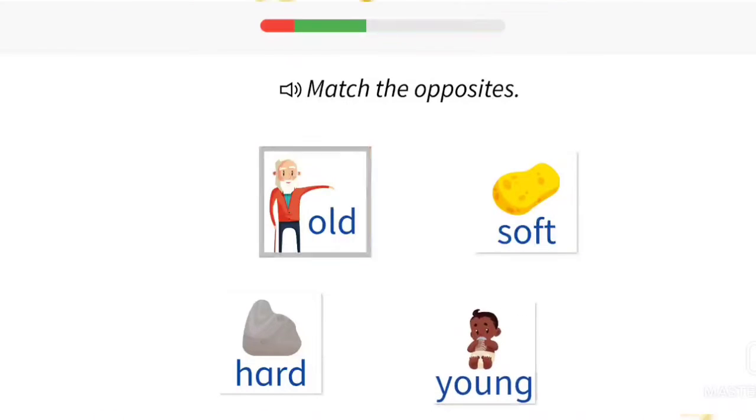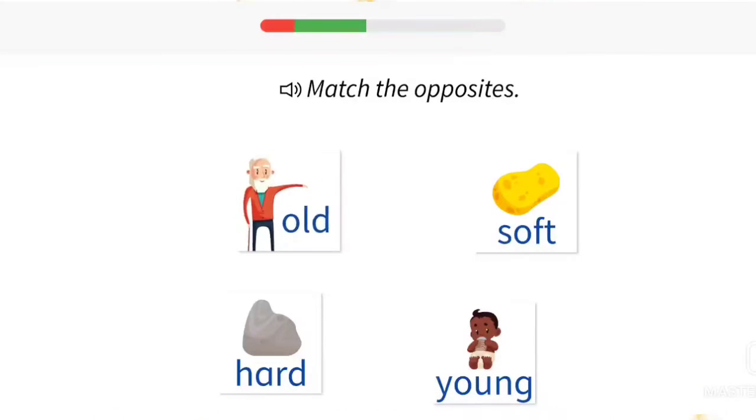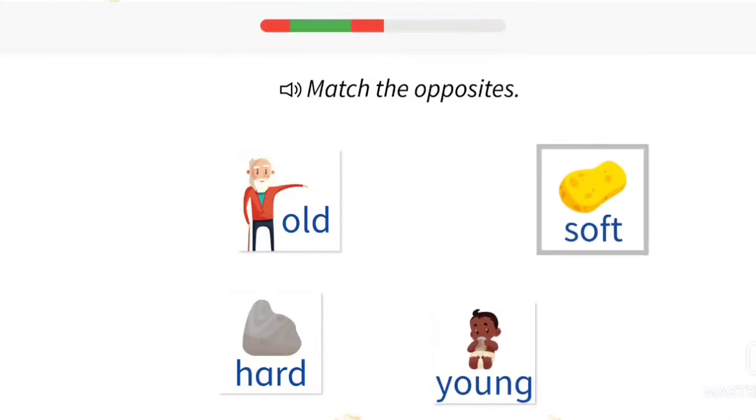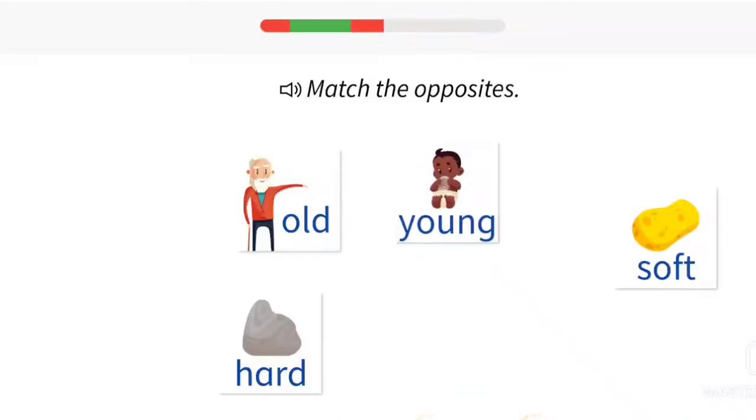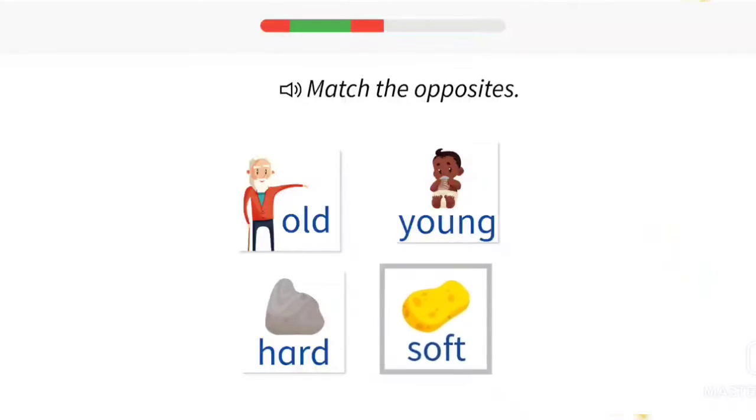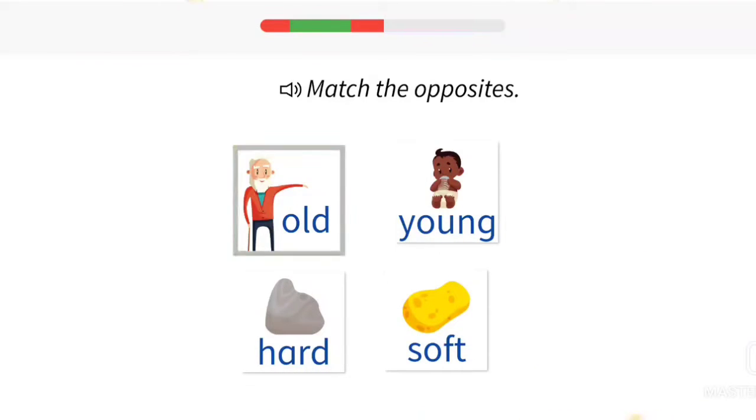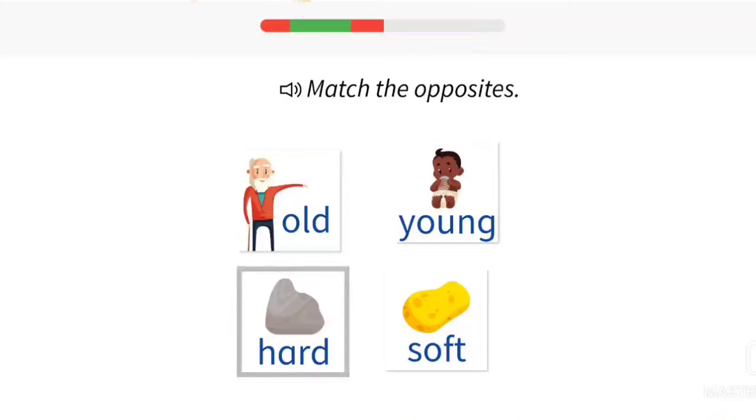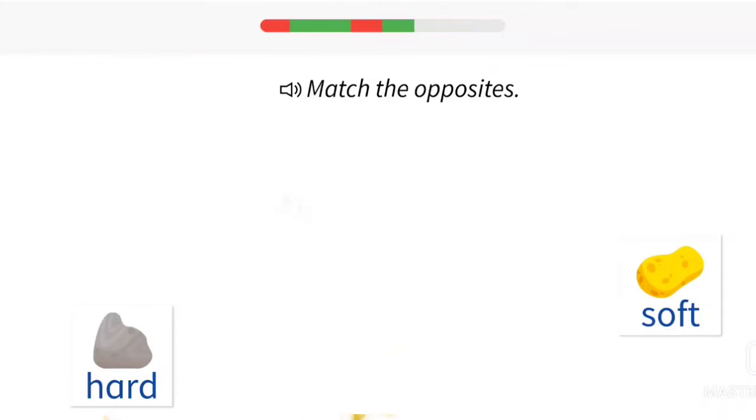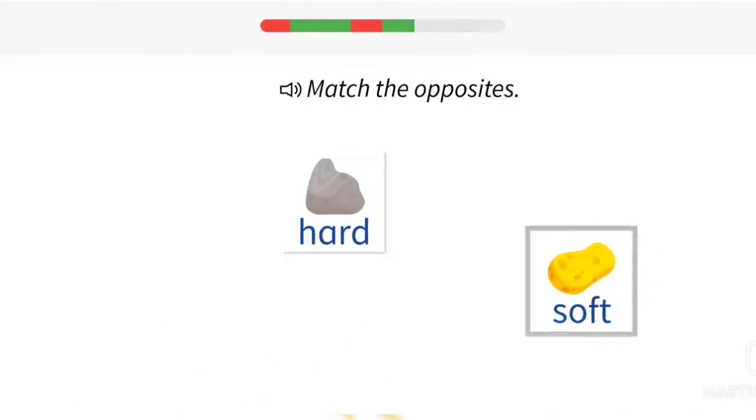This man is old and this kid is young. Old, young. This stone is hard and this is soft. Hard, soft.